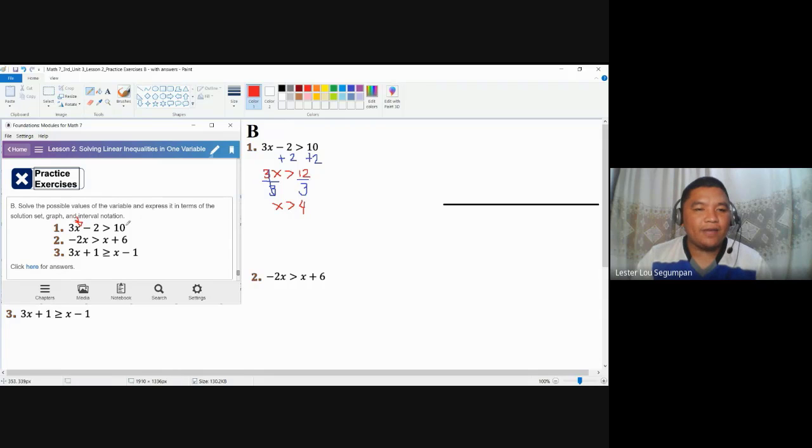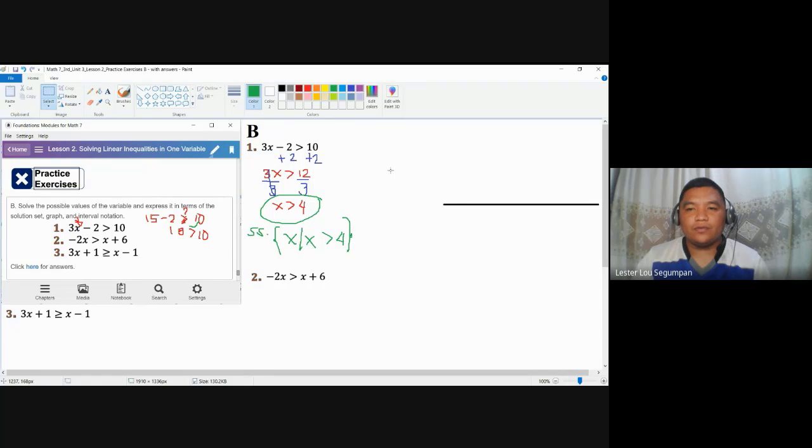That's 3 times 5 is 15 minus 2. We are still checking, so that's a question mark. 15 minus 2 is 13. Then 10 here. 13 is really greater than 10. That means this is correct and this is acceptable as true. So all values greater than 4, that would be our possible solutions, and our solution set shall contain x such that x is greater than 4.